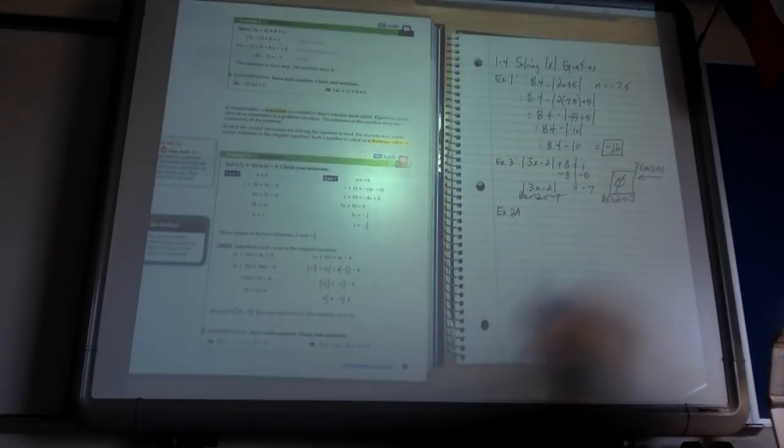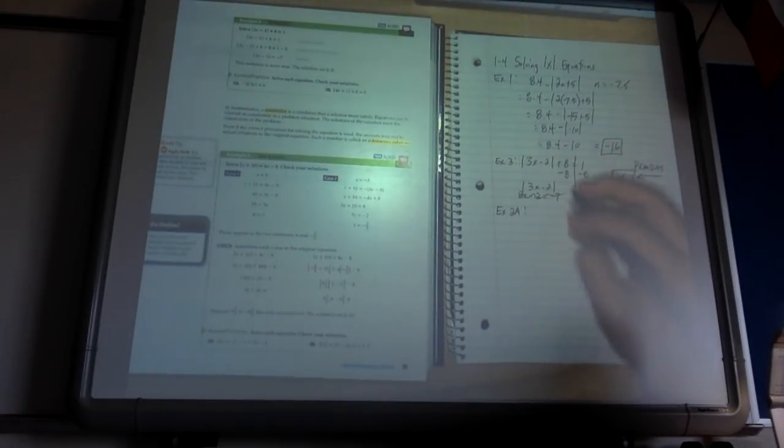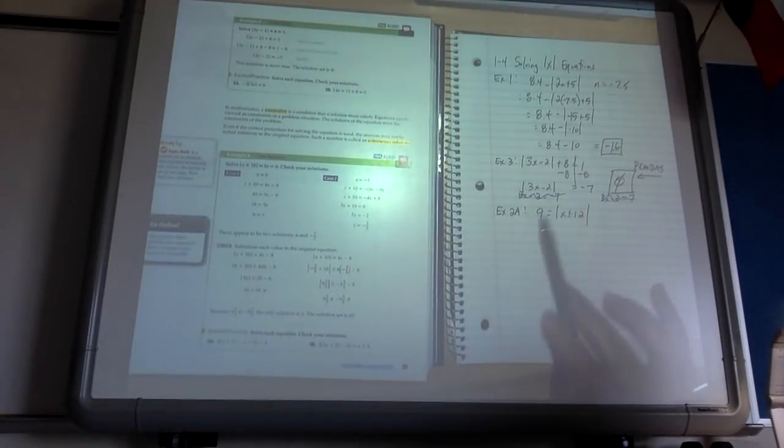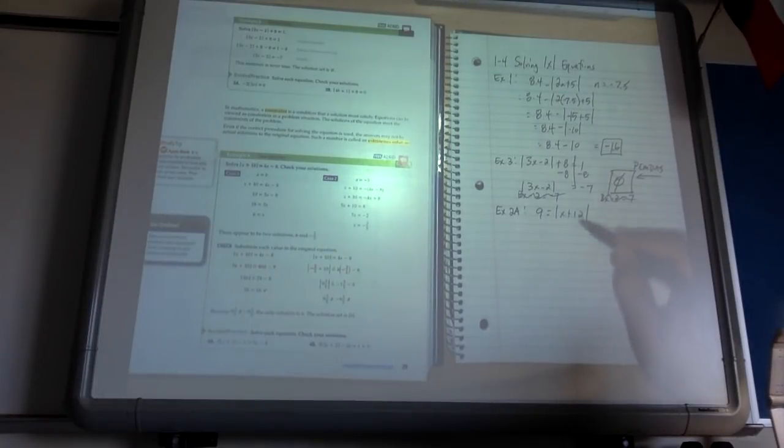So this is actually back on page 28. I'm not going to put it up there, I'm just going to write it out. I've got this: 9 equals the absolute value of x plus 12. I'm going to show you how to work absolute value equations now. So basically, there are two answers I can get in here. When I take the absolute value of it, I'm going to get 9. So I've got to set that up and do it.